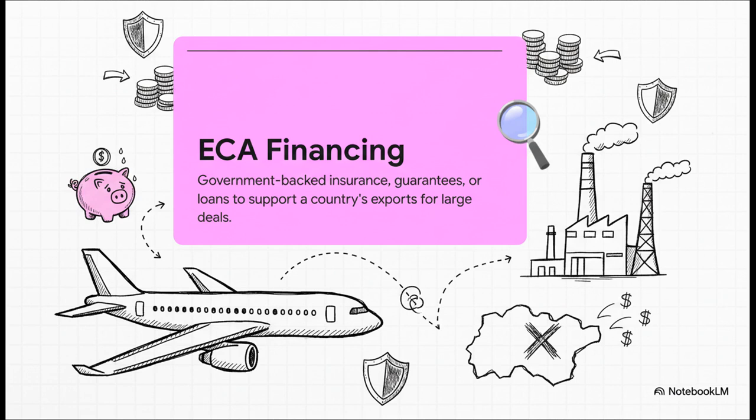But what about the really huge long-term deals? I'm talking about things like selling a fleet of jets or building a massive piece of infrastructure in a country that might be considered, well, politically risky. For deals like that, private banks often get pretty nervous. The risk is just too big for them to take on all by themselves.